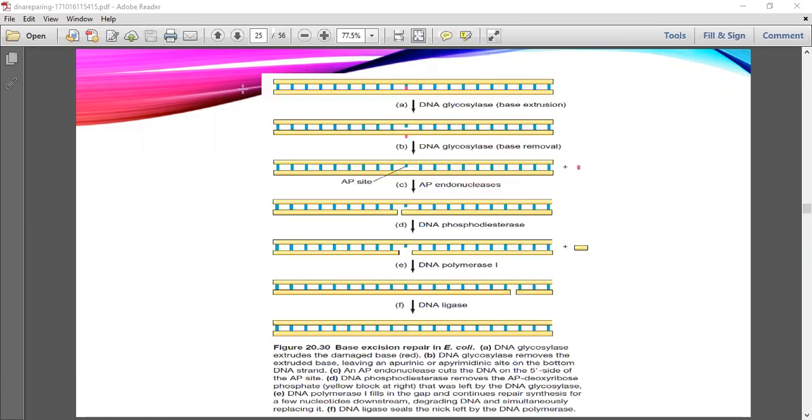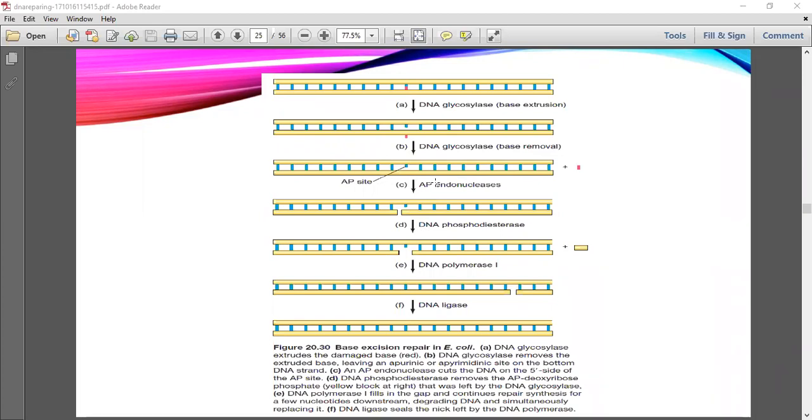So here is some diagrammatic representation of this reaction. The basic role of DNA glycosylase is to remove the nitrogen base. Then the AP endonuclease cuts the 5 prime side of that AP site, that means this deoxyribose phosphate. So this cuts at the 5 prime side.